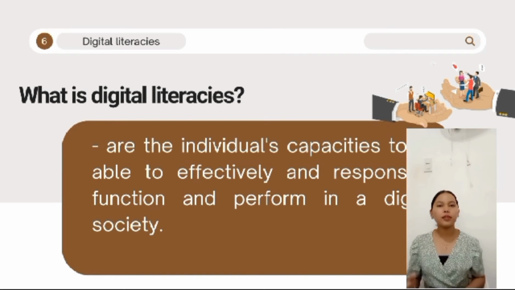So the difference between these two is, when we say digital literacy, it refers to a single broad ability and the capacity to effectively use digital tools and technologies. While digital literacies refers to a set of specific skills or competencies needed for various digital contexts. Okay? Always remember that, class.